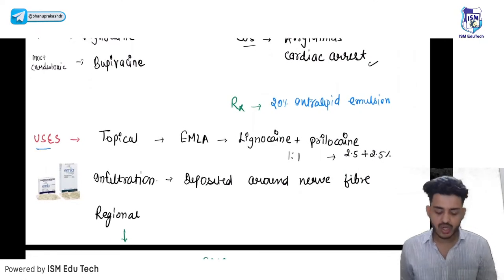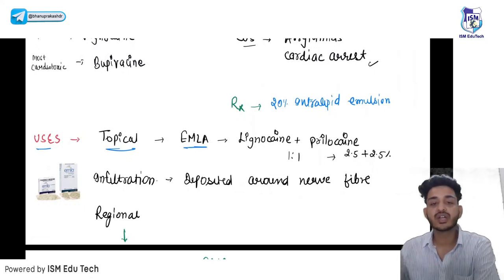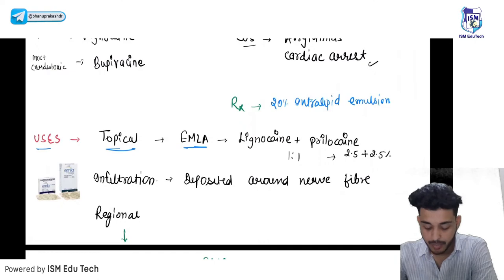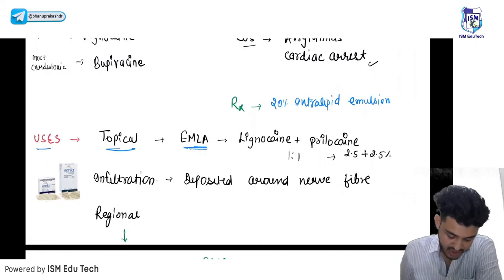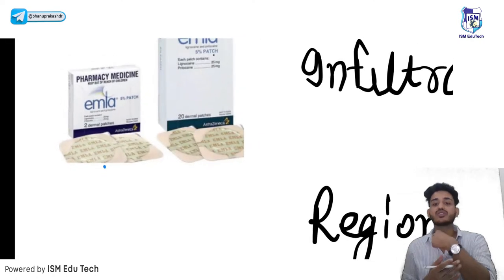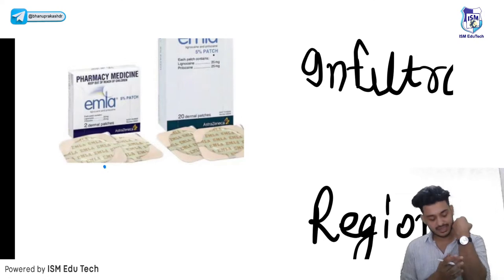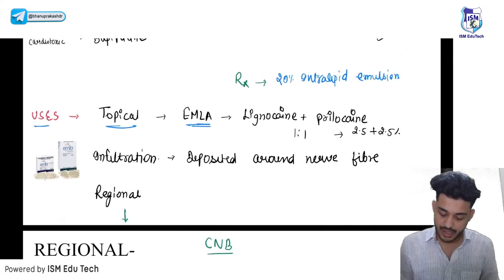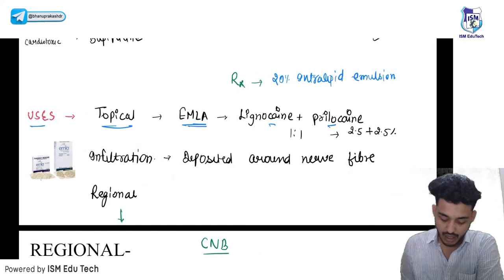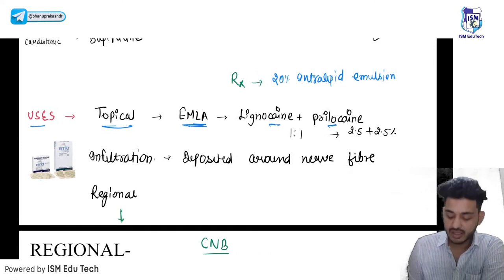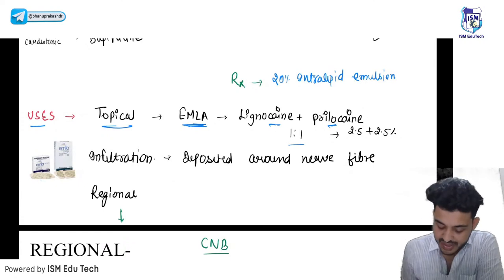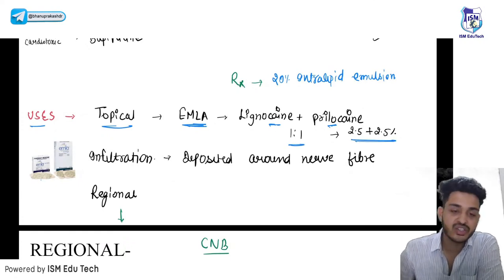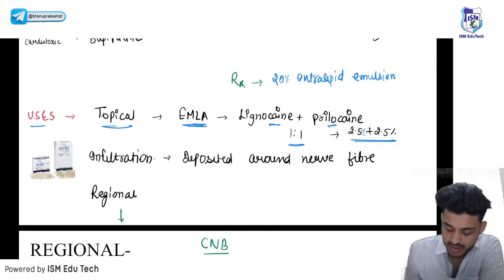Next thing, what are the uses? They will be used topically. I have told you about the topical. There is a mixture known as eutectic mixture of local anesthetics, EMLA. Okay, this is your EMLA. These are the patches, look here. These are the patches that we are using. For example, if I want to take a section at that area, I can use the EMLA patch. That is your local anesthetic. Lignocaine and prilocaine. What is in the EMLA? There will be lignocaine plus prilocaine in a 1:1 ratio, which was asked in a previous exam, and that is 2.5% plus 2.5%, right?